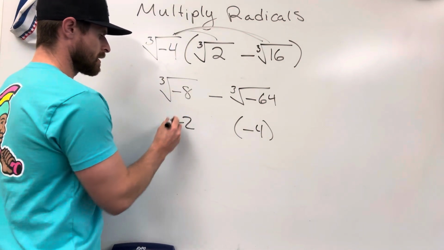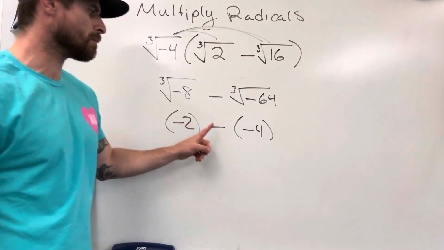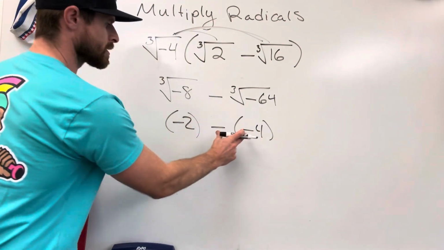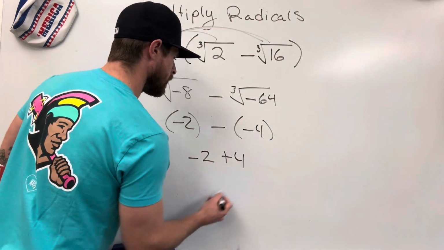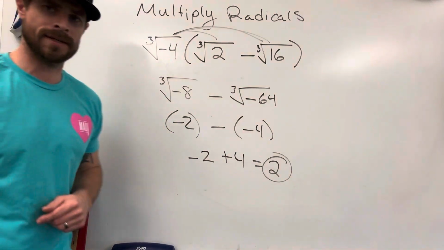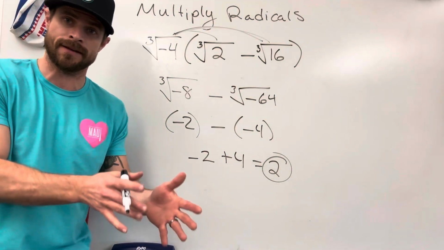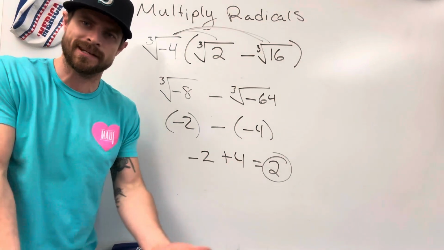Multiply that 3 times. Okay, so we got this, and then that gets brought down like that. -2 minus -4. Well, subtracting a negative is really adding, so we're taking -2 plus 4. Our final answer here is just going to be a 2. Okay, so cube root's a little bit different. You just got to pay attention to the negative values. Make sure you're taking negatives times positives and giving them as negative results.